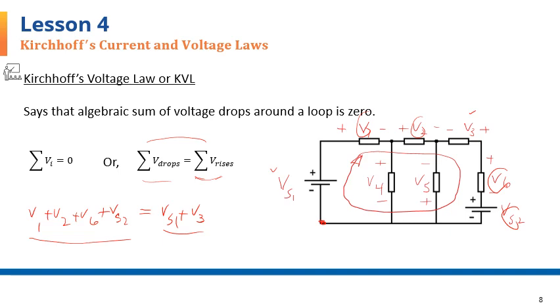Again, just as in the case of the KCL, if I knew the values of all of these voltages except for one, this equation will allow me to find that unknown voltage.